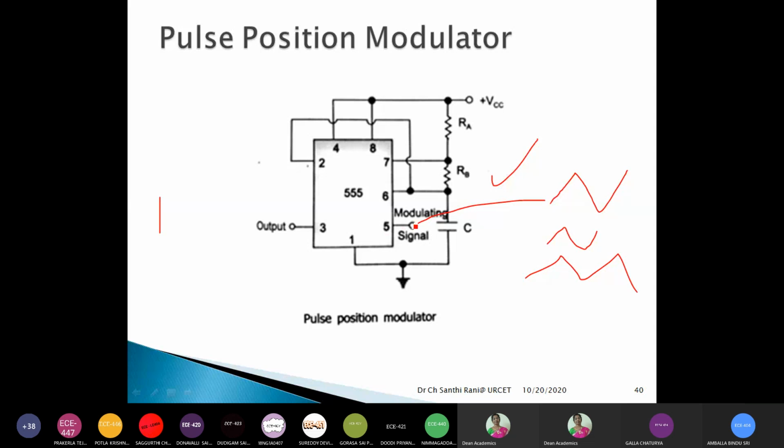Now the reference voltage is changing. Therefore, accordingly, we will get a different pulse width at different positions. So like that, we can design a pulse position modulator using this 555 timer just by connecting a modulating signal to pin number 5. I think it is clear to you, right? Is it clear to you, ma'am? Like our pulse width modulation for the monostable multivibrator, here also we are giving a modulating signal at the 5th pin and we can get a pulse position modulated signal.